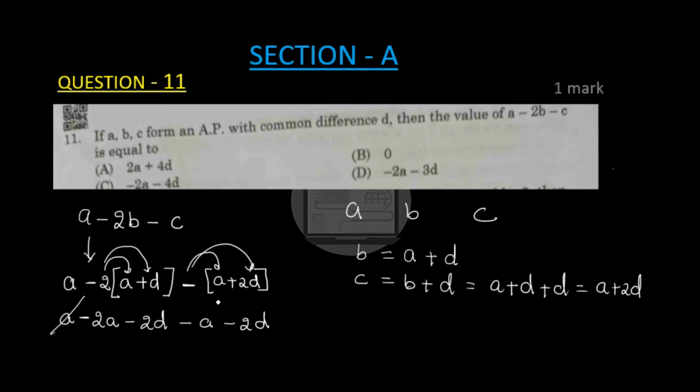So this positive A, negative A cancels off and I'm left with minus 2A and minus 2D and minus 2D makes a minus 4D. So my choice is choice C. That's the correct answer. So I hope this question is clear to everyone. Let us move on to the next question, which is question number 12.